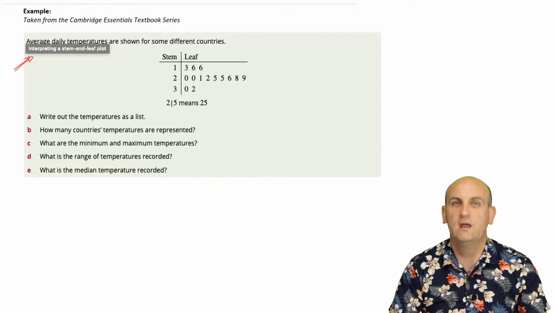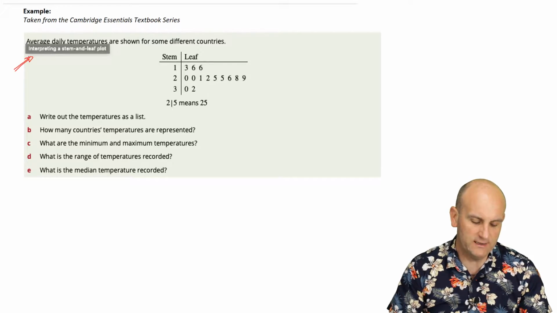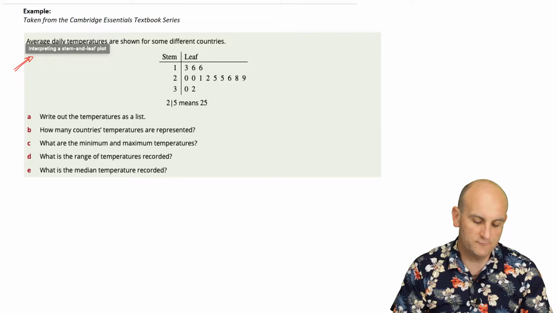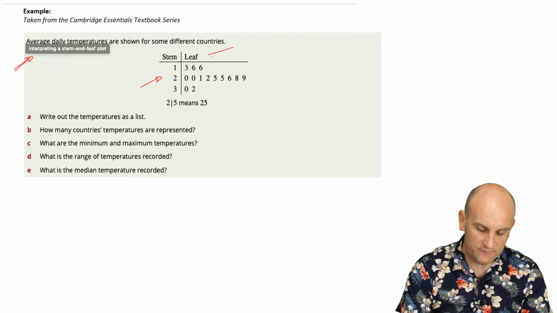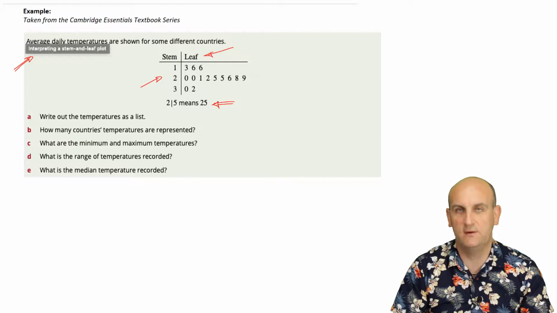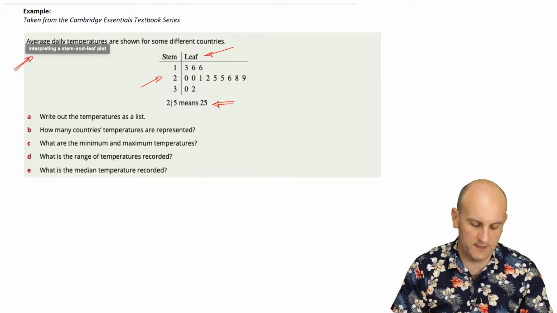Obviously there was some sort of pop-up box, but ignoring that completely, average daily temperatures, so we know it's temperatures, are shown for some different countries. We have a stem here, we have a leaf here, and obviously, what do we have? We have the most important thing here. We have the key. Thank you very much.